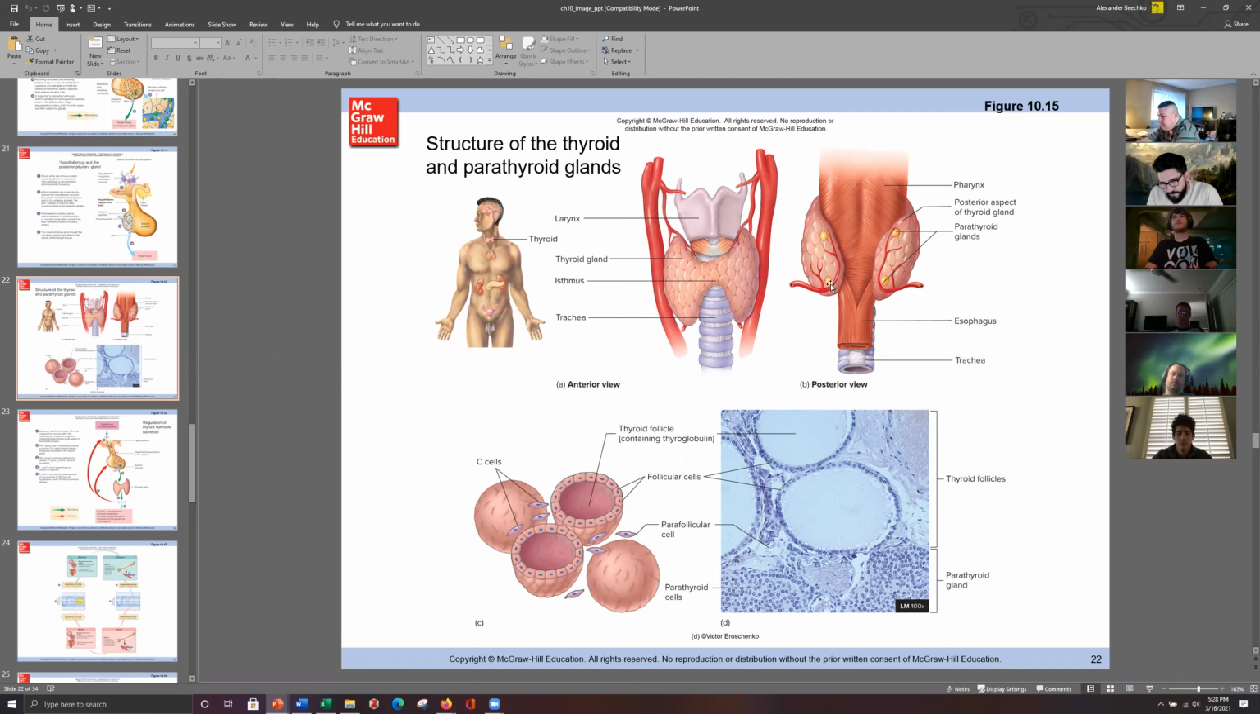And then within the thyroid, we have these thyroid follicles, which contain thyroglobulin. It's a protein that helps transport hormones through the bloodstream. Then we have these follicular cells that help produce some of those hormones, parafollicular cells as well, and then parathyroid cells that are just around here. So in this view, this would be around the back. So we can see parathyroid and then thyroid follicles.